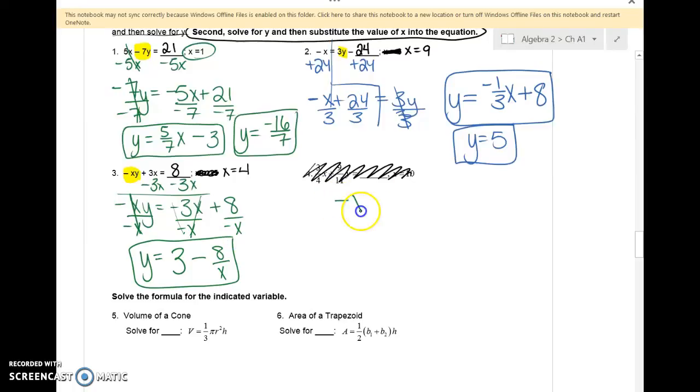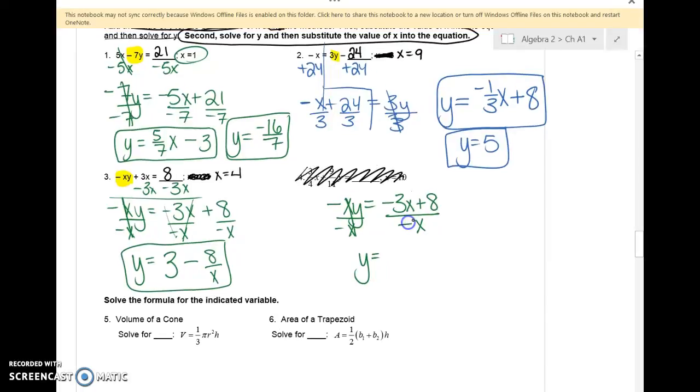All right, there are some people who like to do it this way. They divide the entire left side by x, and they divide the entire right side by x. This is fine. However, you do not want a negative on the bottom. So you need to apply that negative to everything on the top. This would become positive 3x minus 8 over x. Technically, this is not the simplest answer, but I would accept it.